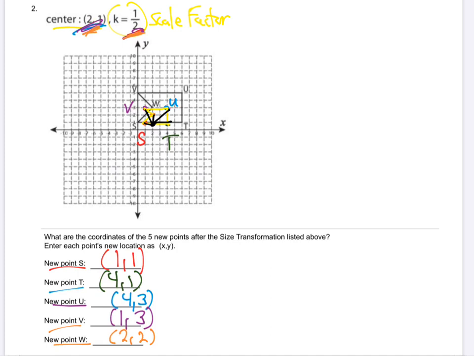You know, if I expanded it all the way to there, all the way to there, all the way to there, all the way to there, and all the way to there, we just shrunk it down half to make that new little pentagon. It's half as big as the original pentagon with center 2, 1.